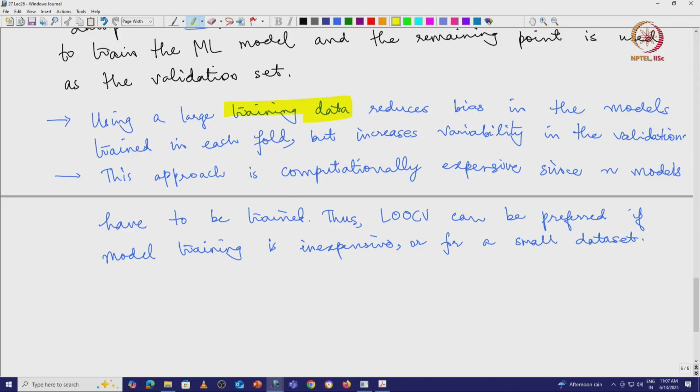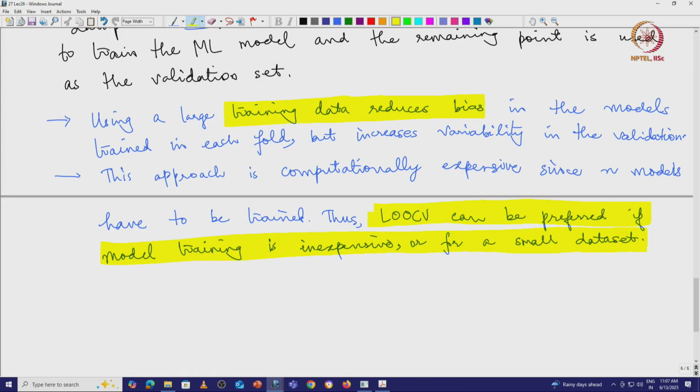For a small data set, because then this point becomes important: you will have more training data which reduces bias. So, for small data sets, that is important. So, you can remember that LOOCV can be preferred if model training is inexpensive, or if you have a smaller data set. So, you need more data for training. So, this allows you to maximize the amount of training data.